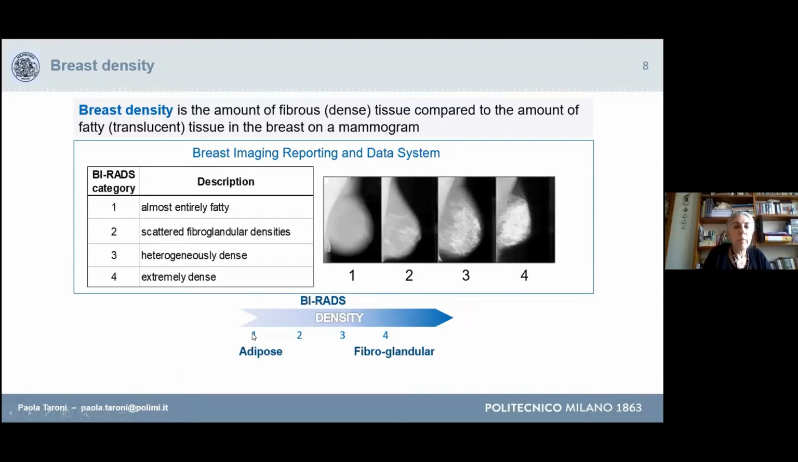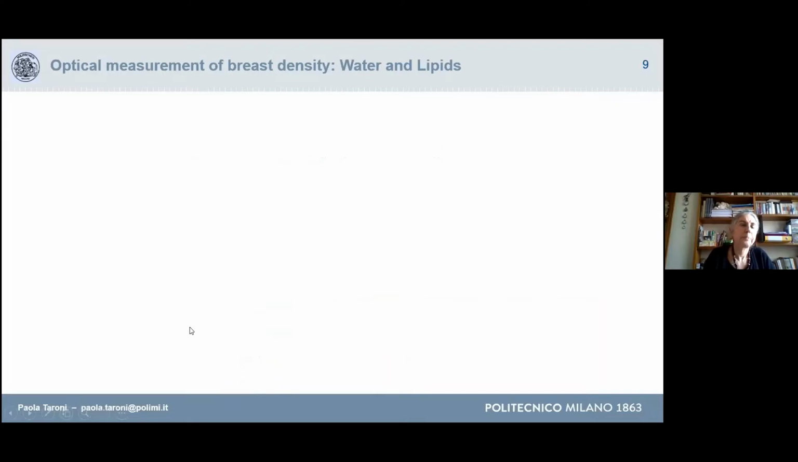Moving from adipose to fibroglandular tissue, the increase in breast density corresponds to a significant increase in the risk of developing breast cancer. If you compare women in Bi-RADS category 4 with women in Bi-RADS category 1, category 4 women have a 4 to 6 times higher risk of developing breast cancer. So breast density is a significant risk factor.